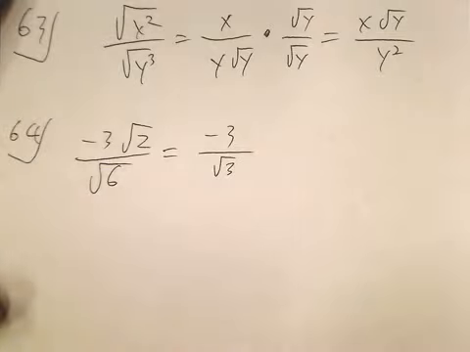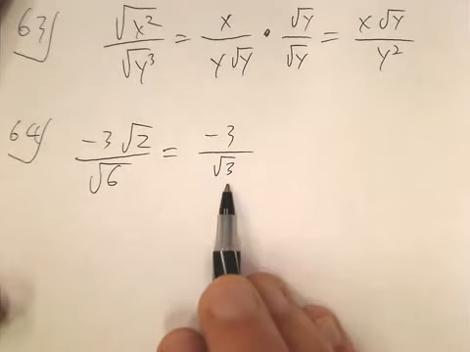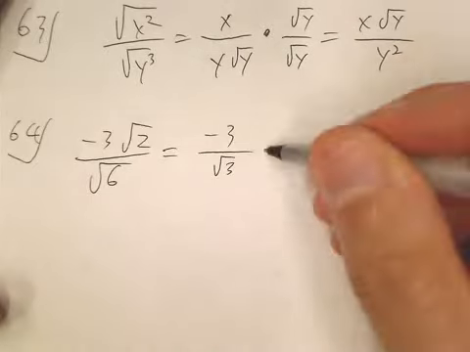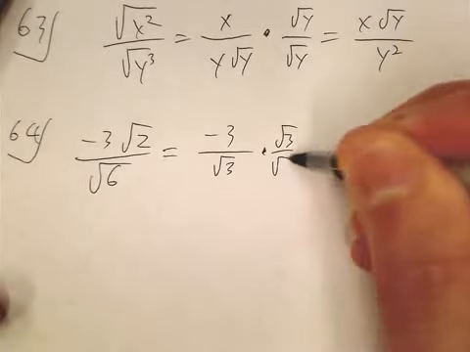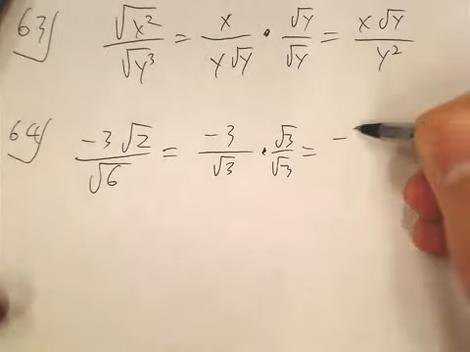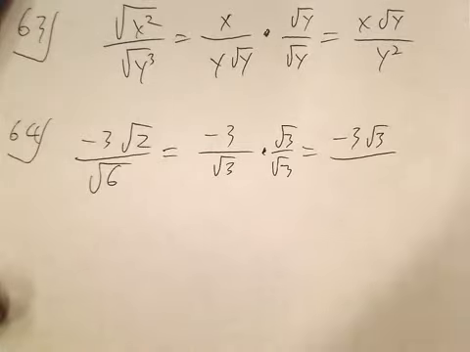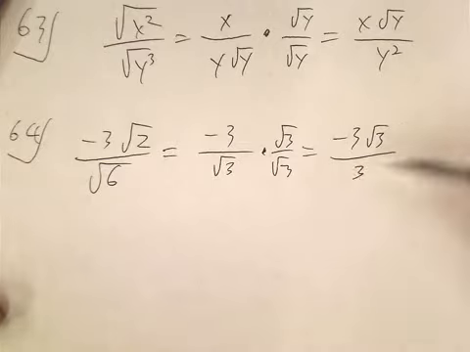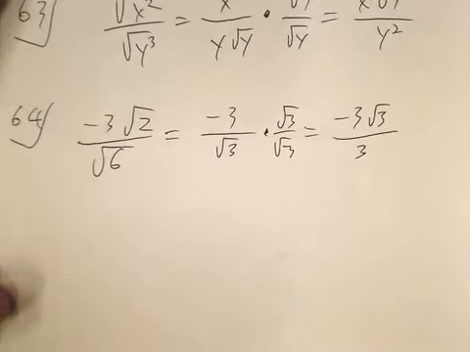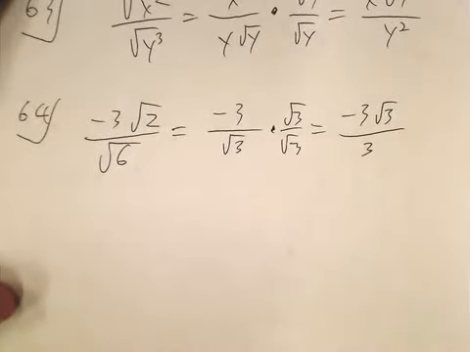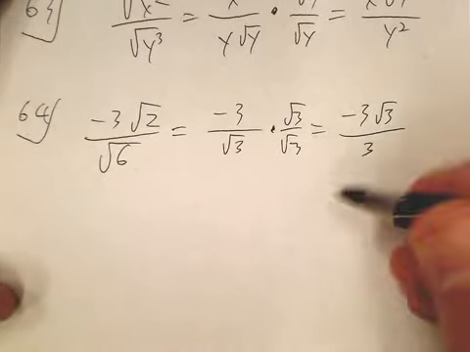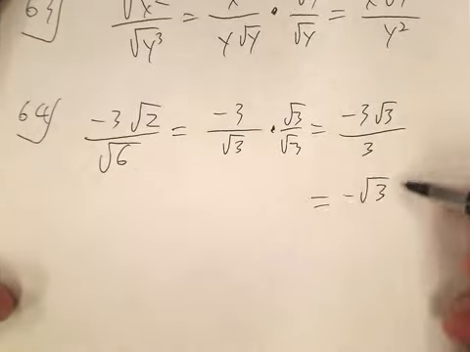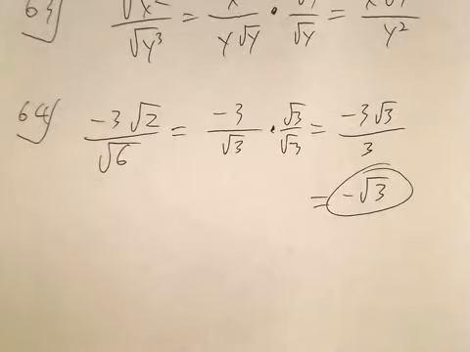So that goes away. Let's multiply by the radical in the denominator. So that gives me negative 3 root 3, and in the denominator, root 3 times root 3 is 3. And I have one more simplification I can do now. This just came out of nowhere, right? The 3 and the 3 cancel out. So there's my final answer, negative root 3.